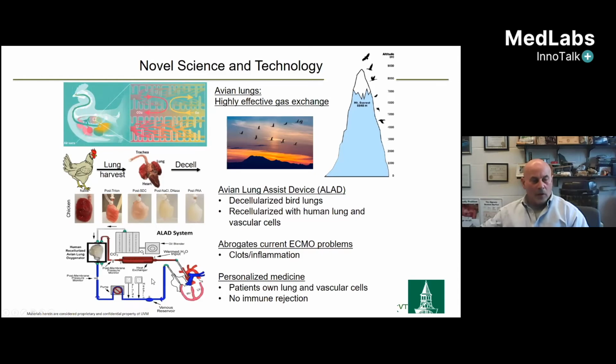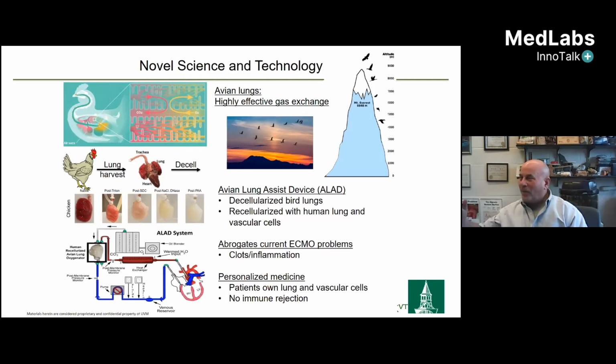And then we can hook this up to the patient and then just pass blood through it. And there are all types of pumps and warming devices and things like that included in the schematic. And we've created this avian lung assist device using decellularized bird lungs with, again, recellularized with human cells. Because it's a live system with live cells, it shouldn't clot and shouldn't be inflammatory. And then we could also potentially put the patient's own lung and vascular cells, if you will, into the system and make this a personalized medicine.